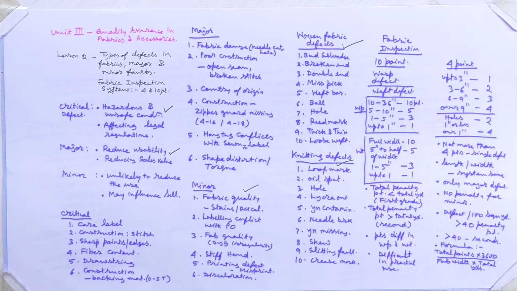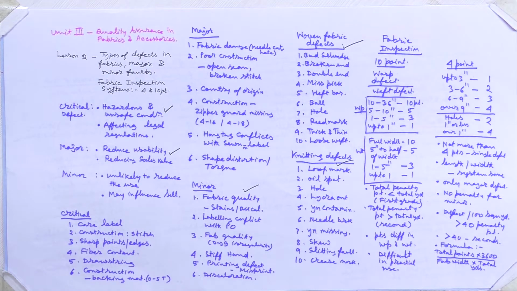So crease marks can be generated during the time of dyeing, due to the loading of the machine or due to a machine fault in the dyeing machines. Such kinds of defects are there in the knitted fabric. So we have seen the list of defects, particularly in the woven area and also the knitting area.